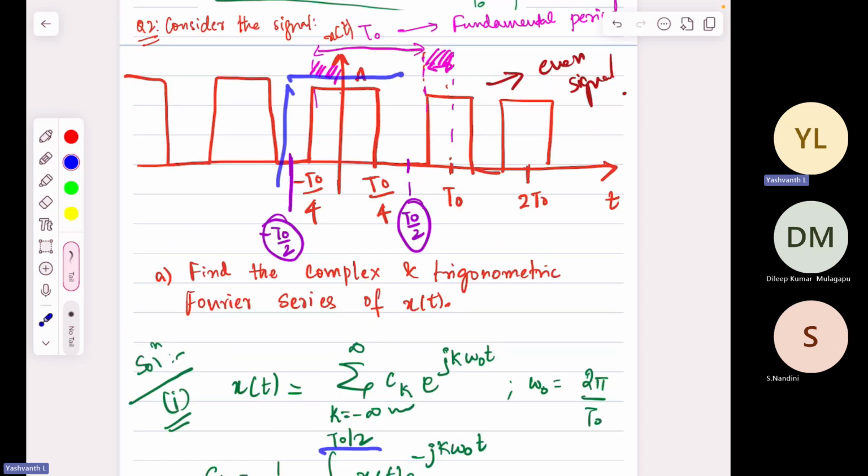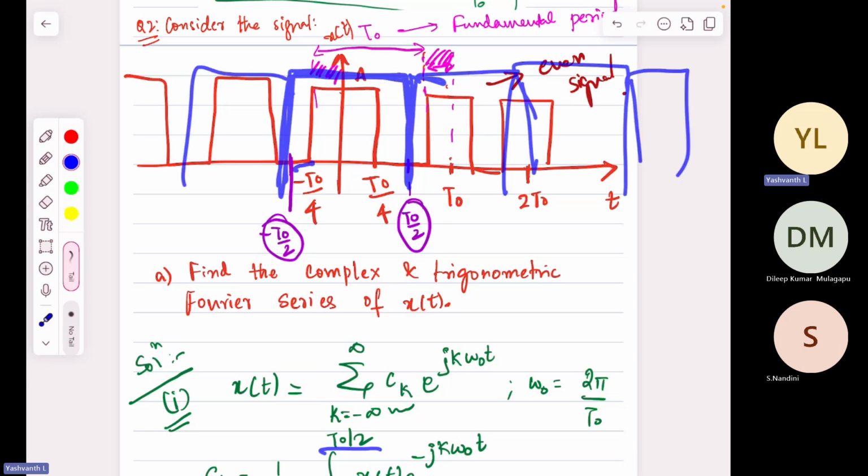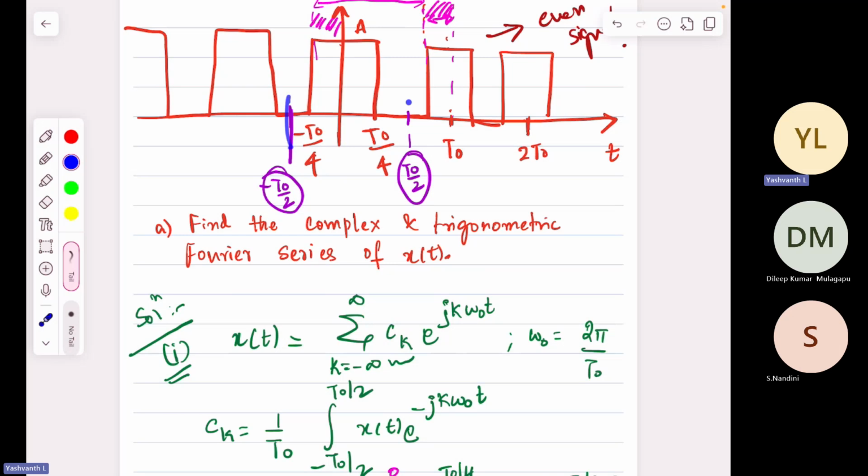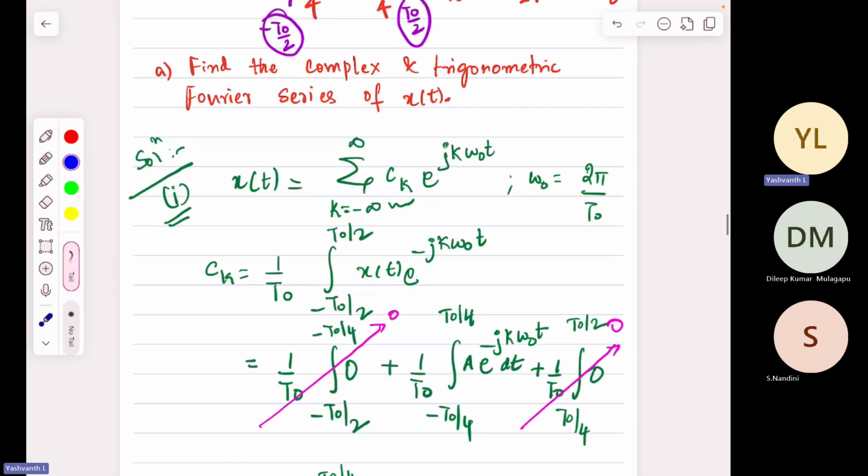Why am I doing minus T naught by 2 to plus T naught by 2? Because this is one nice function, and you can think of this block as repeating every T naught. It is 0 between minus T naught by 2 and minus T naught by 4, then it is A between minus T naught by 4 and plus T naught by 4, and again goes 0 between T naught by 4 and T naught by 2. It has a nice symmetrical structure. If we use that, our integration will become easier. So I will choose the interval minus T naught by 2 to plus T naught by 2, and that's what I'm writing here.